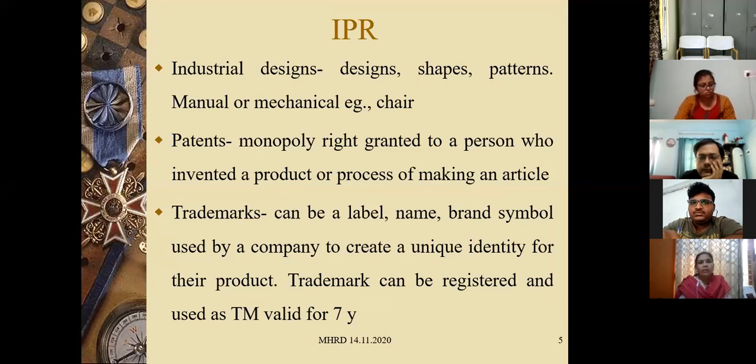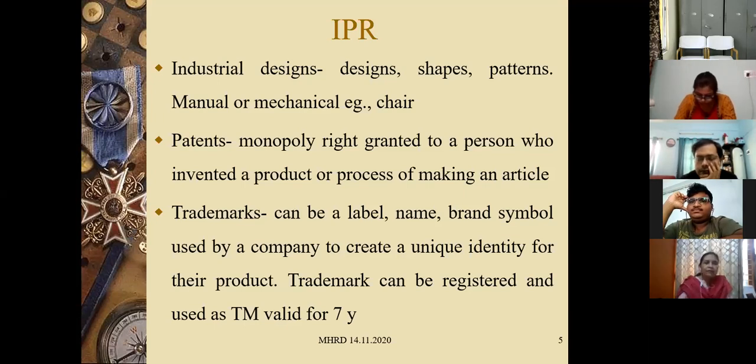So, industrial designs, what are these? It could be any design or shape or pattern, for example, something manual or mechanical. Example, the design of a chair. Now you have so many Godrej chairs, Godrej being a company, or Neelkamal and various other brands.